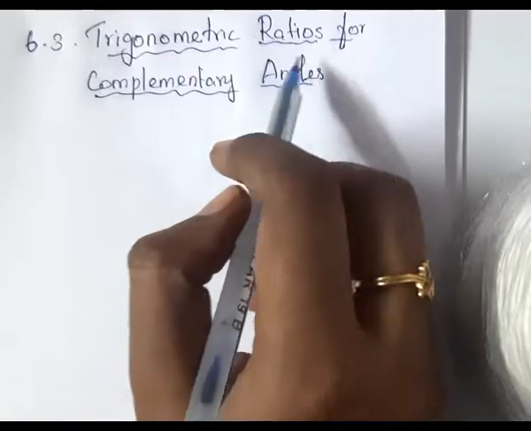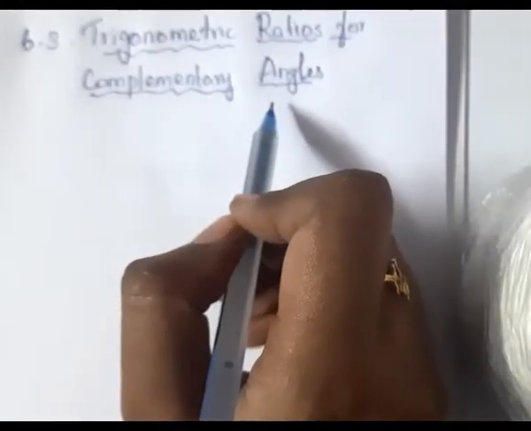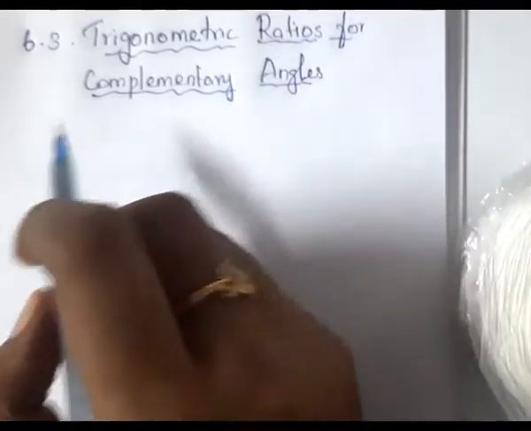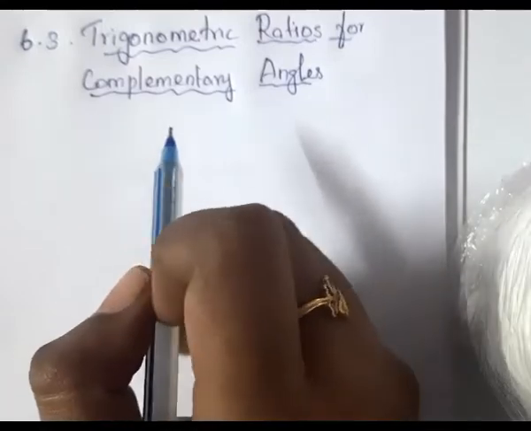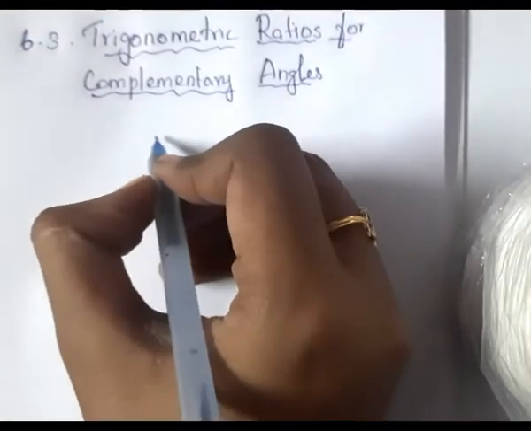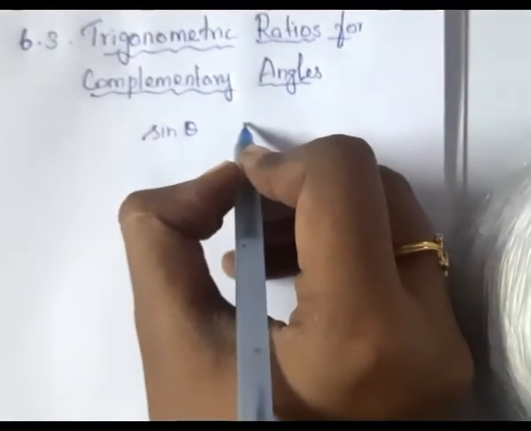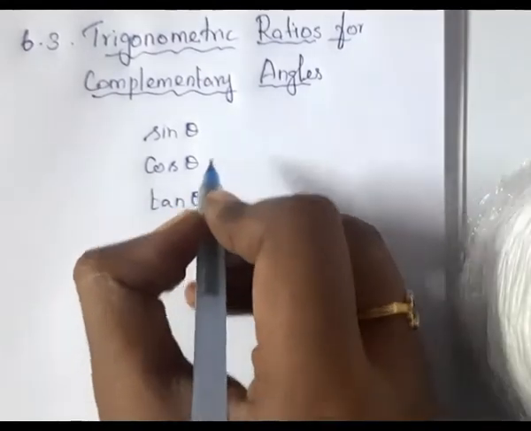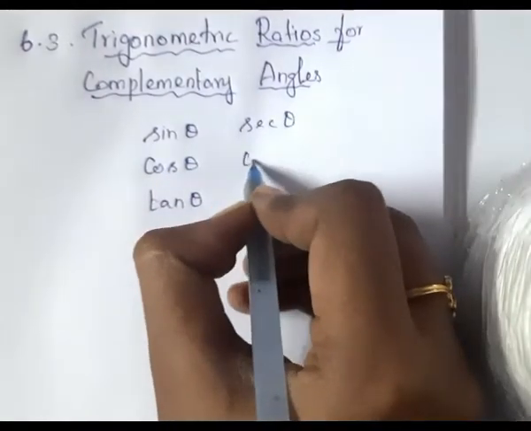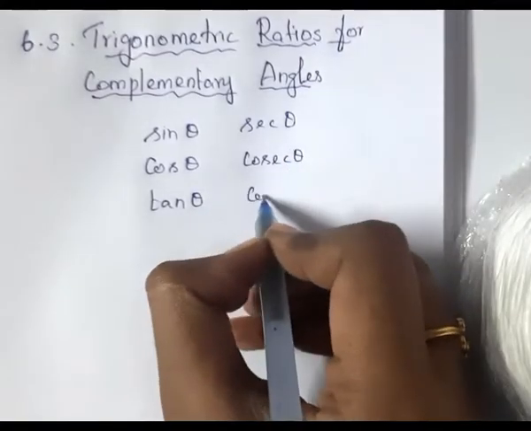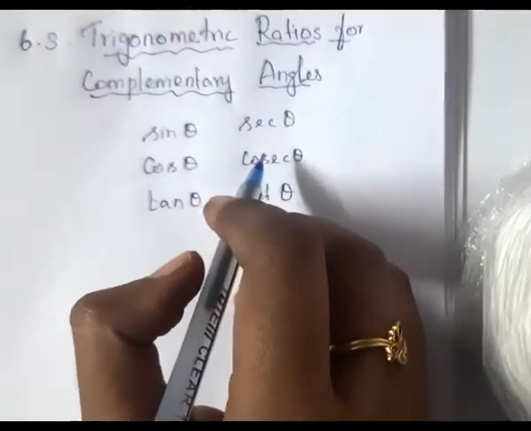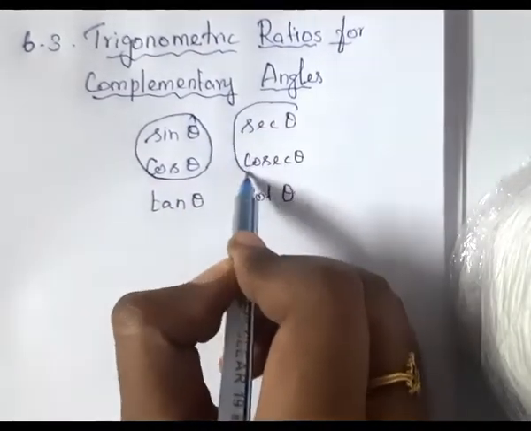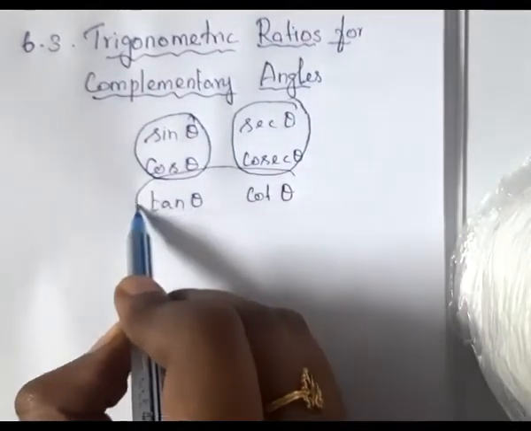Next heading is trigonometric ratios for complementary angles. So you can say some pair of angles are known as complementary angles. So what are the angles you know? Tell me. Theta, sin theta, cos theta, tan theta, secant theta, cosecant theta, cot theta. So these two are related, these two are related, and these two are related.